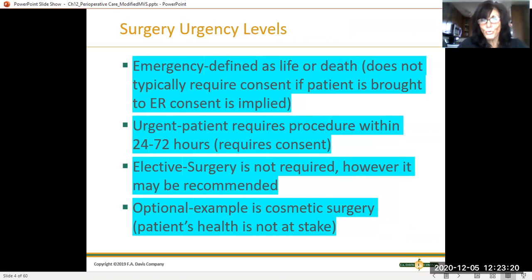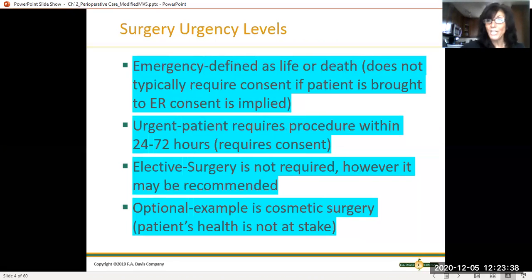So let's talk about surgery urgency levels. Make sure you understand the word emergency. Emergency means life or death, right? So an emergency surgery means if I don't do this procedure on you, you could die, right? That's important. So if a patient comes into the emergency room, they need a procedure, I don't need consent forms signed. I can't tell the patient, listen, just stop bleeding right now, and I have to just try to get a hold of your power of attorney. No, the consent rather is implied, right? So that's emergency. It's life or death.